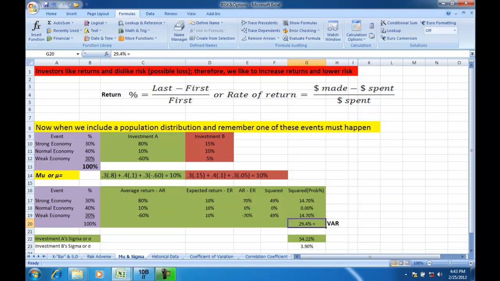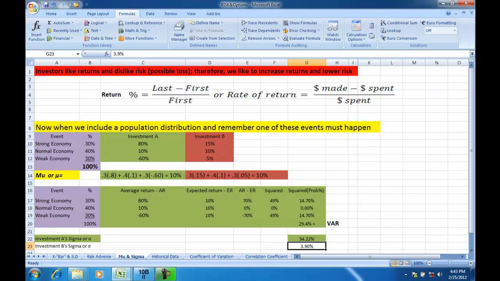Now, its variance is really not in the same units, so it doesn't do us a lot of good, so I'm going to go ahead and take its square root, and I get this number here, which is 54.22, and that is its sigma. And I went ahead and did it a second time here for investment B.